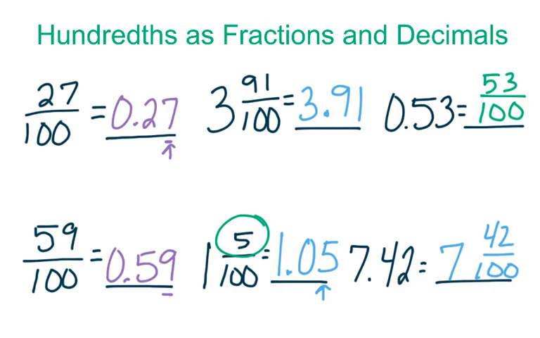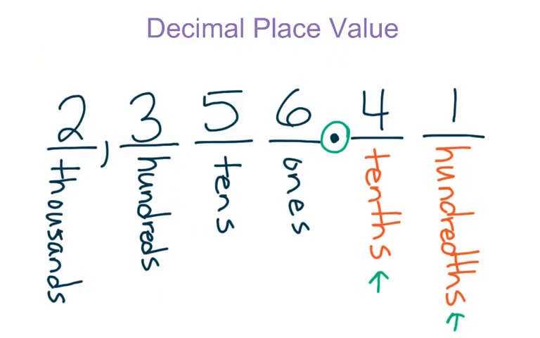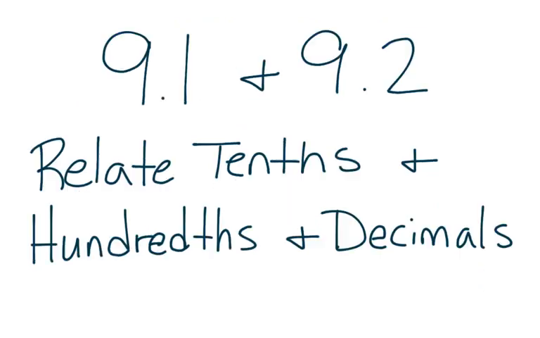All right, that's our lesson for today. We were talking about hundredths of fractions and decimals, and then tenths of fractions and decimals. Remember where your tenths place and your hundredths place are located on our place value chart. The tenths is the first place value after the decimal, and the hundredths is the second place value after the decimal. See you tomorrow.